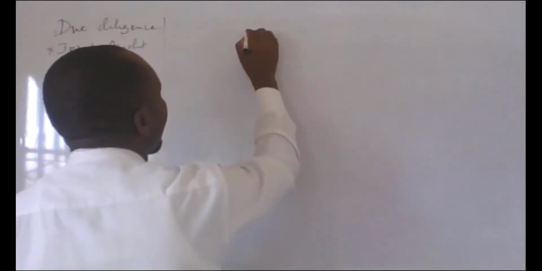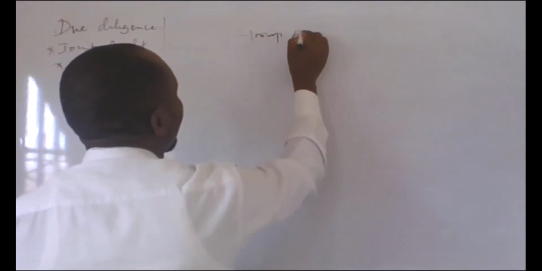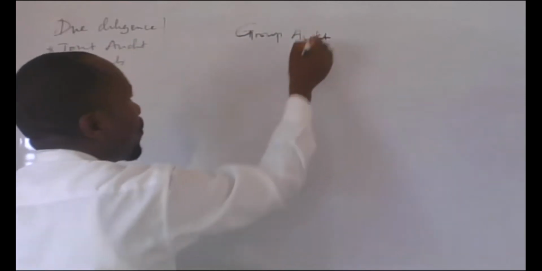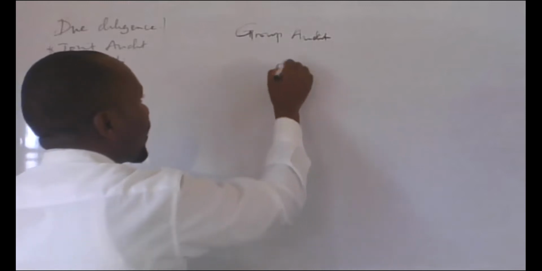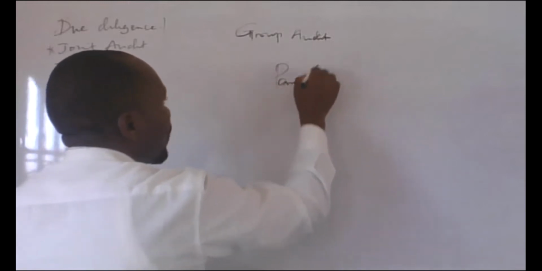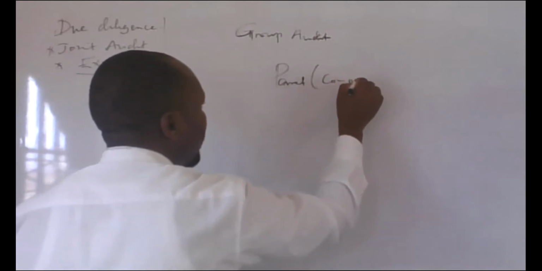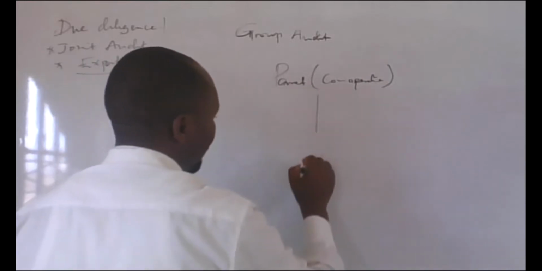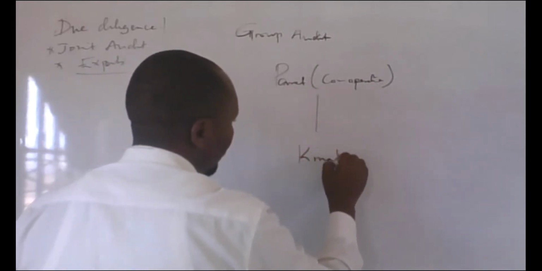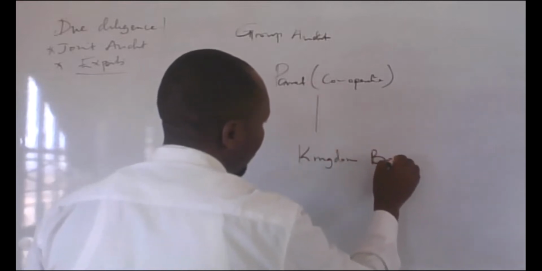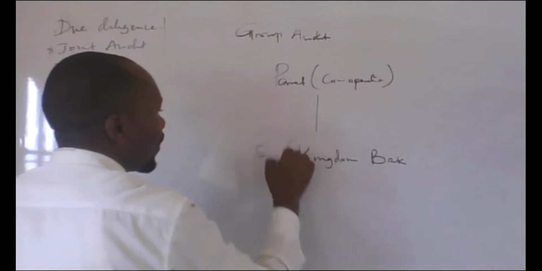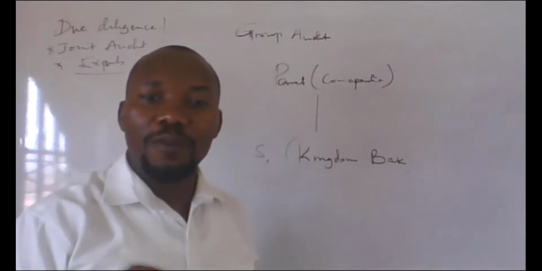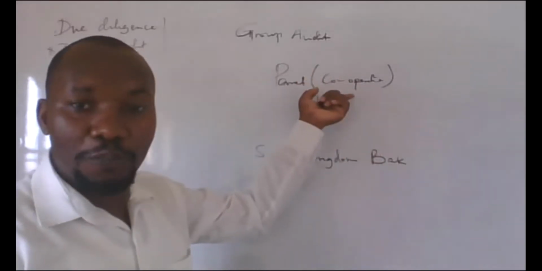So, group audit. Think about the situation where we have companies, where we have a parent company, maybe like Cooperative Bank. It actually took over Kingdom Bank. So this one is a subsidiary, Kingdom Bank.